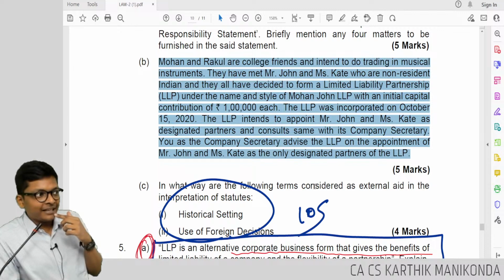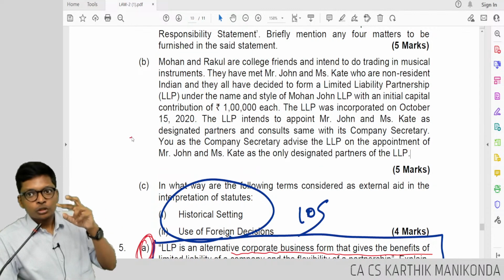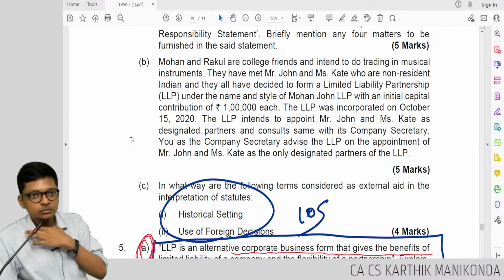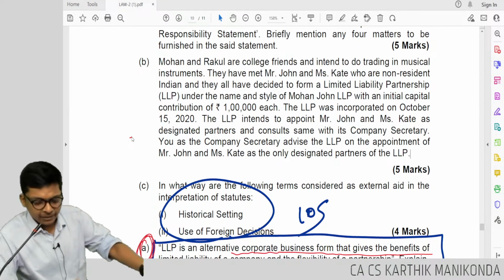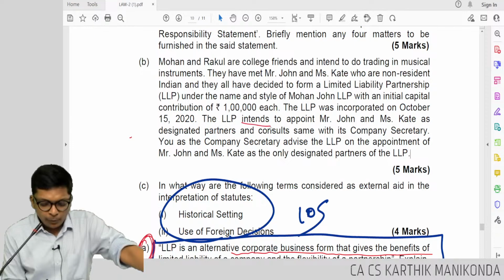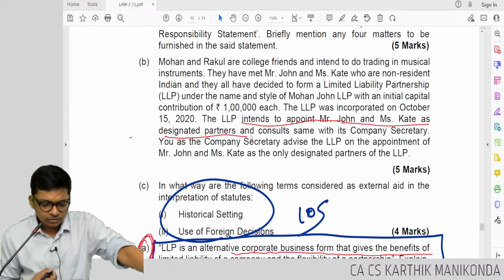That means the financial year will end on 31st March 2021 or 2022, at the option of the LLP. The LLP intends to appoint John and Kate as the designated partners. Can we do that, guys?